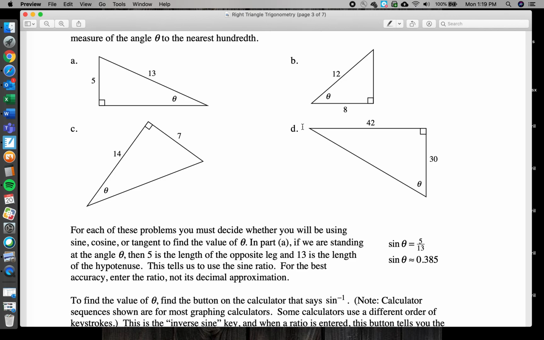If you take a look at part D, for example, the part below it, here's theta. Your opposite leg is 42, your adjacent leg is the 30, and therefore, with opposite and adjacent, this is going to be a tangent problem, and an inverse tangent problem because we're looking for theta.